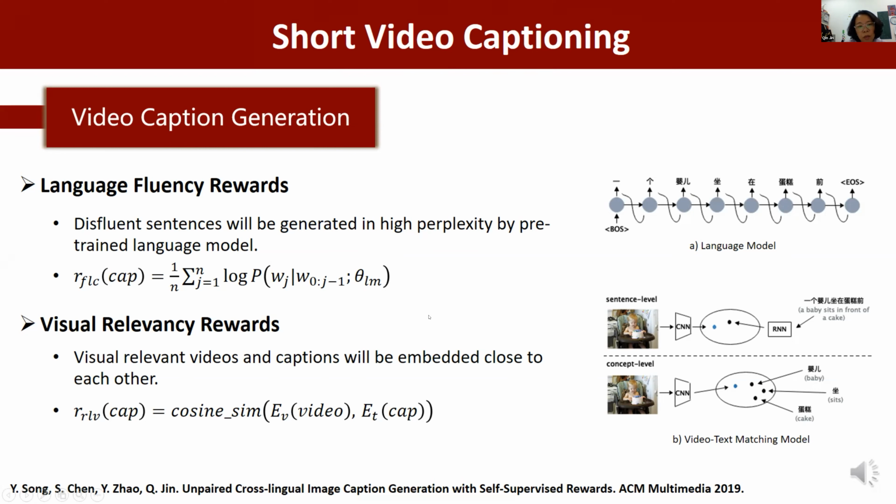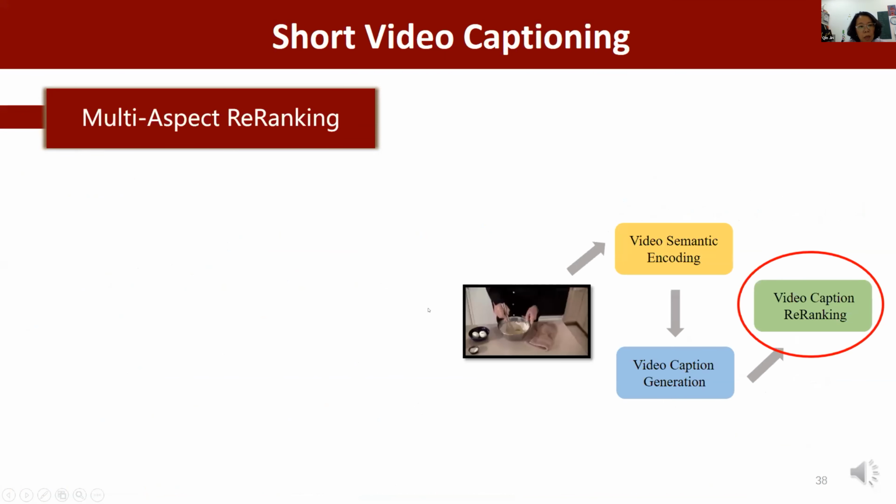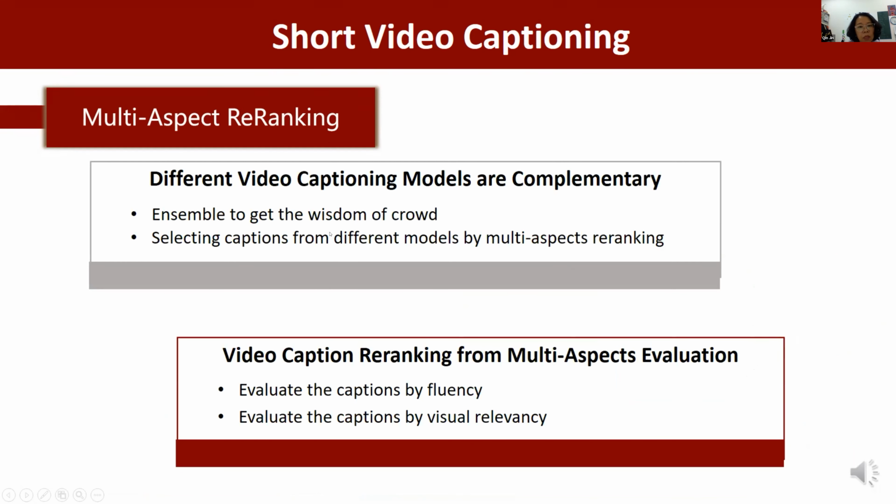So with these two reward functions and the reinforcement learning optimization strategy, it further boosts our captioning performance. So finally, we can apply different models to generate multiple caption candidates, and then we want to ensemble these multiple captions. How do we better ensemble these captions? Maybe different caption models can provide complementary information. So ensembling really lets us get the wisdom of the crowd.